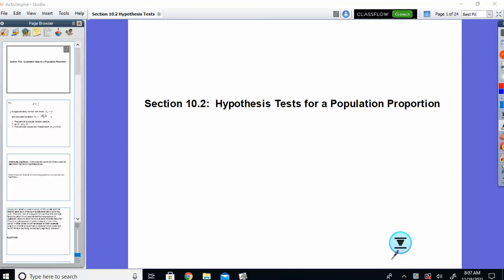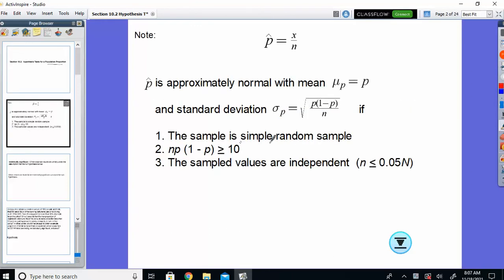The first thing on here is just kind of a review. We are talking about the population proportion. That's our p hat, which we have looked at several times already. So just a refresher, p hat, remember, is x over n. That's on our formula sheet.